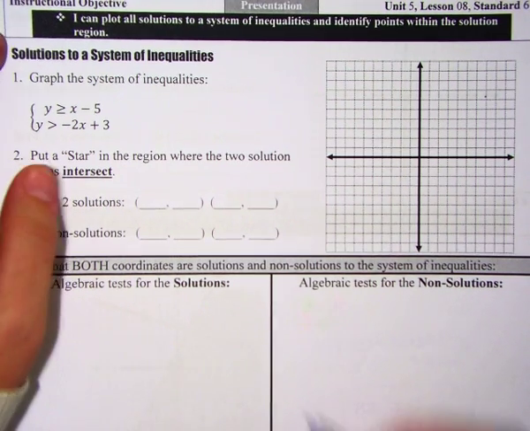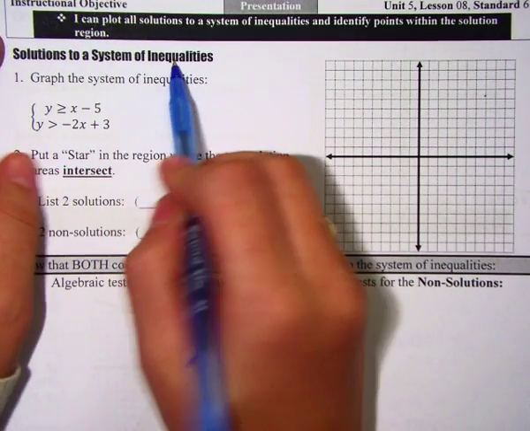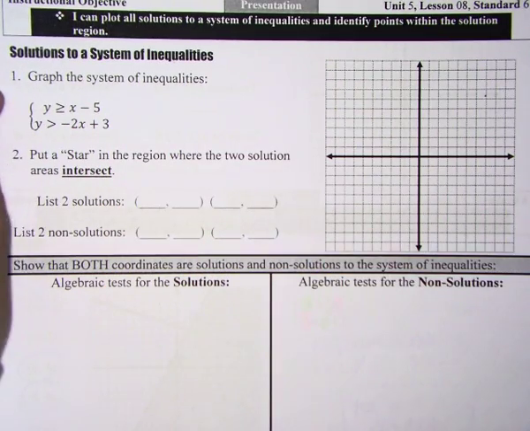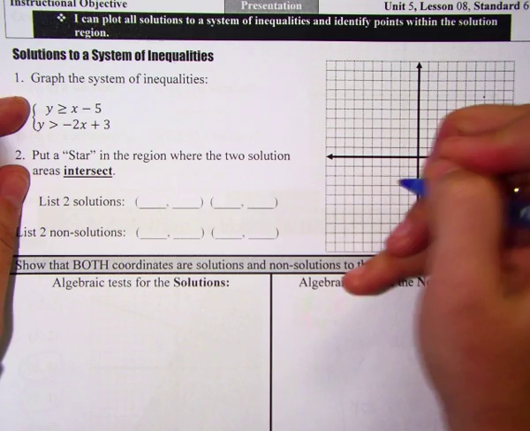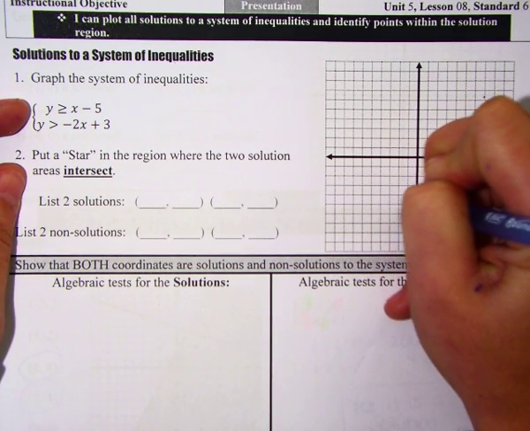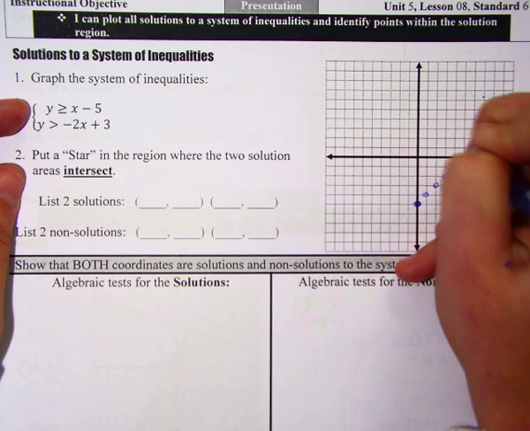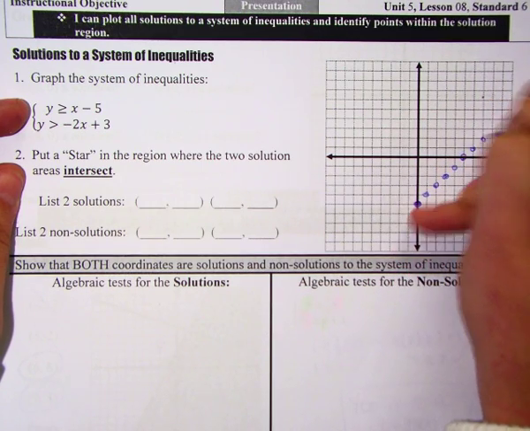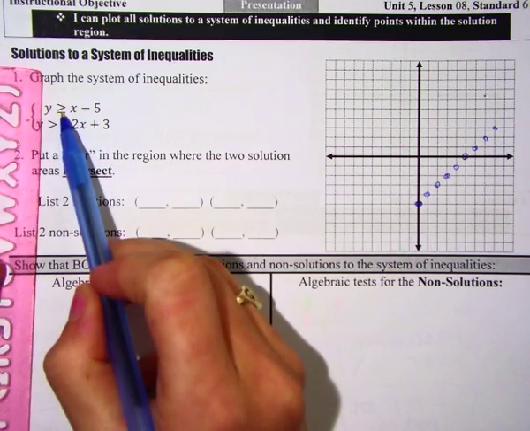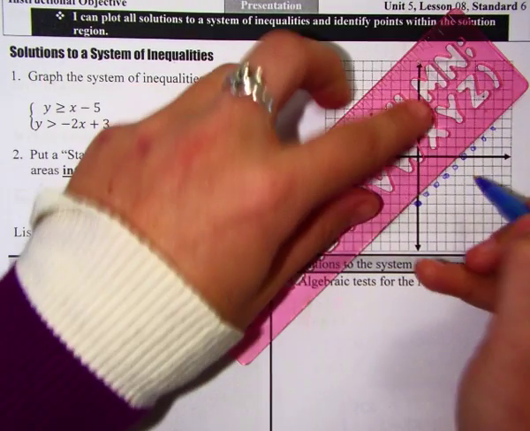Okay, so we're going to go ahead and graph systems of inequalities, which are two or more inequalities graphed on the same graph. So let me go ahead and graph the first inequality. The y-intercept is -5. The slope is 1. Up 1 over 1. I'm going to go ahead and graph this. Since it's greater than or equal to, it will be a solid line.